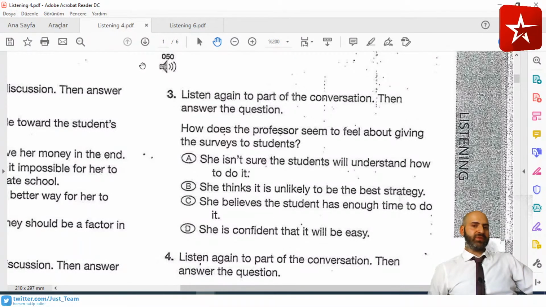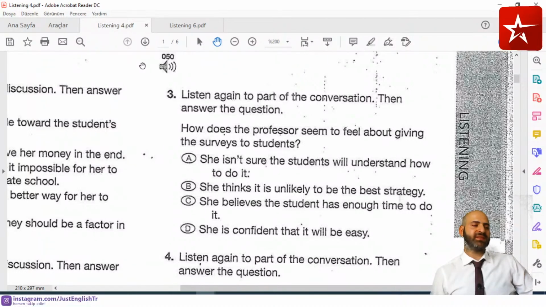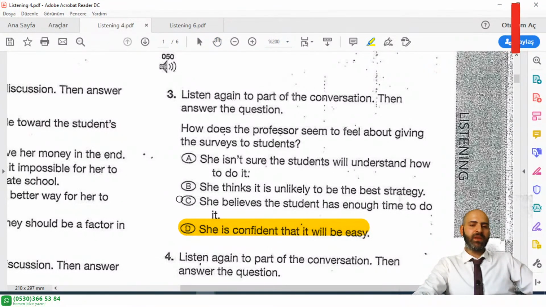This is what I was expecting actually. I anticipated this situation as it always happens with my students. Let's talk about answer D. She is confident that it will be easy. We understand that definitely no. The professor said it will not be easy, just the opposite. So D is not correct.